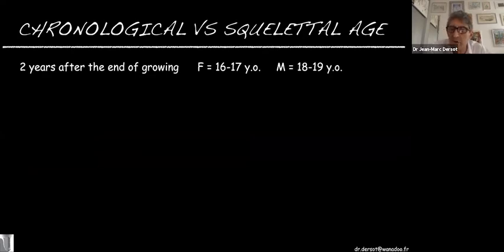And the end of growing for a female is about 16 to 17 years old, and for a male, 18 to 19 years old. That means that if you want to insert an implant in the mouth of a young female, you have to wait until 19, 20 years old. And for a male, until 20, 21 years old.